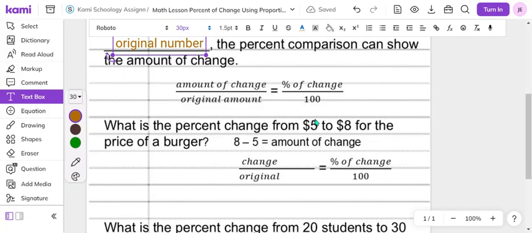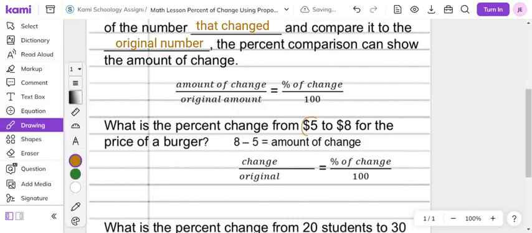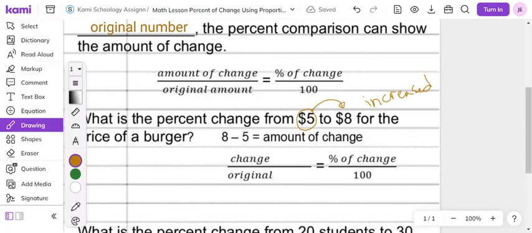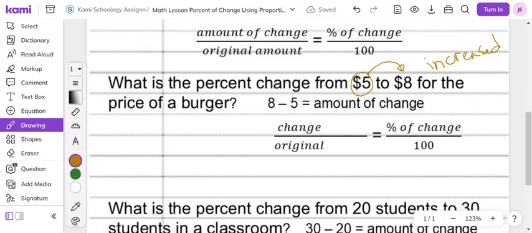So first, did the price go up or did the price go down? It was 5 and then it went to 8. So just a little number sense, the price increased. Okay, and how much did it increase by? From 5 to 8, it went up by $3. So the change in price was $3. What was the original price? $5.